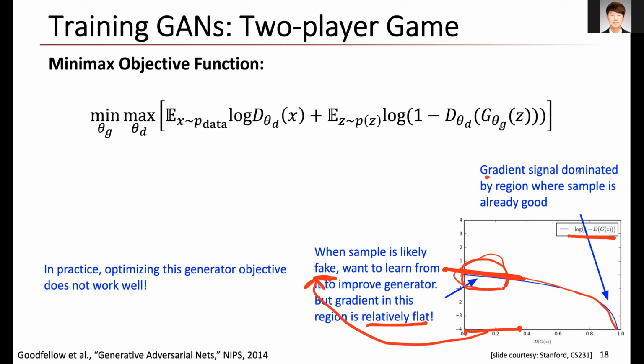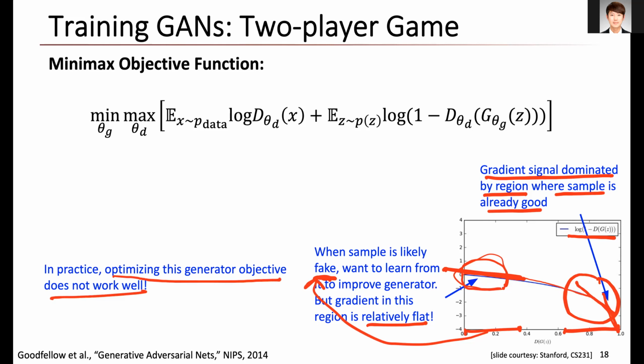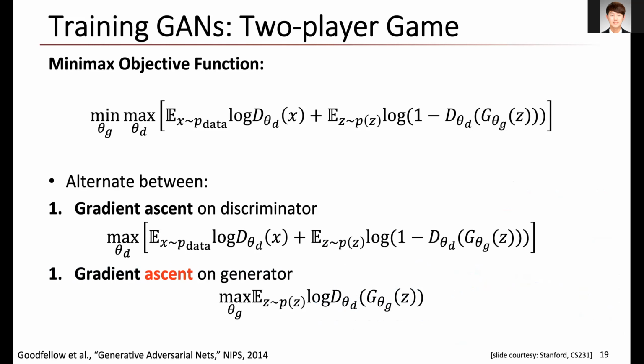However, the gradient signal is dominated by a region where the sample is already good. Here, the discriminator already says that this is real data, but in this case this sample generates a large loss gradient, so it's not desirable. So in practice, optimizing this generator objective does not work very well. In many practical cases, they use another loss function, gradient ascent on the generator.